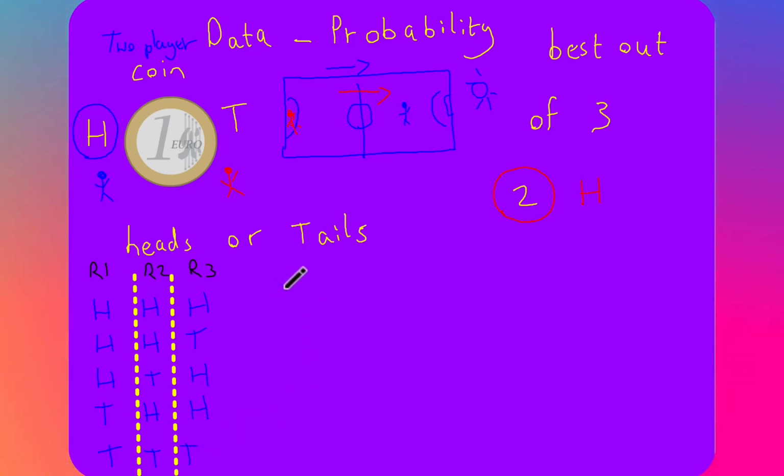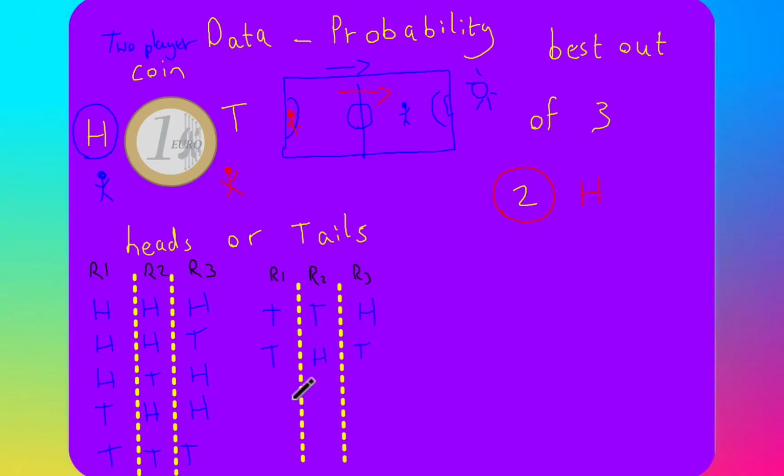From there, we're going to say tails, tails, tails. We're going to move the rest of it over here. We're going to say tails, tails, heads. We're going to say tails, heads, tails. And we're going to come back to heads, tails, tails. Now, we're going to count each possibility.